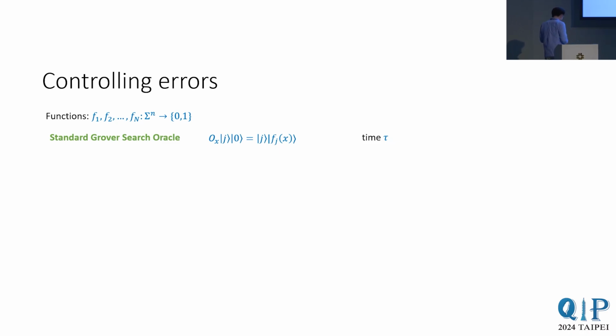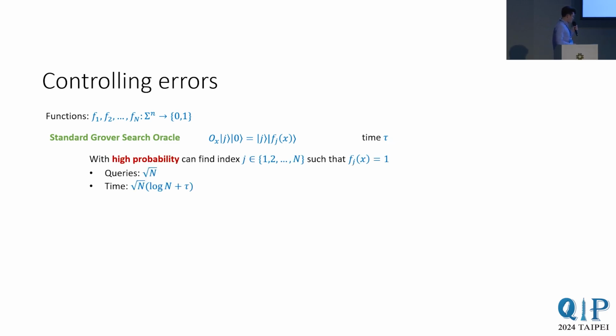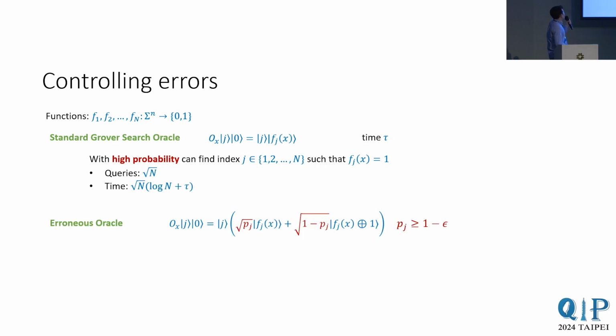Given capital N functions, each mapping some string of size n to 0 or 1, suppose we have a standard Grover search oracle, and each query takes tau time. There's a fact here: with high probability, we can find the index j such that f sub j of x is equal to 1 using square root of n queries, and in square root of n times the sum of log n plus tau time. Which is good.